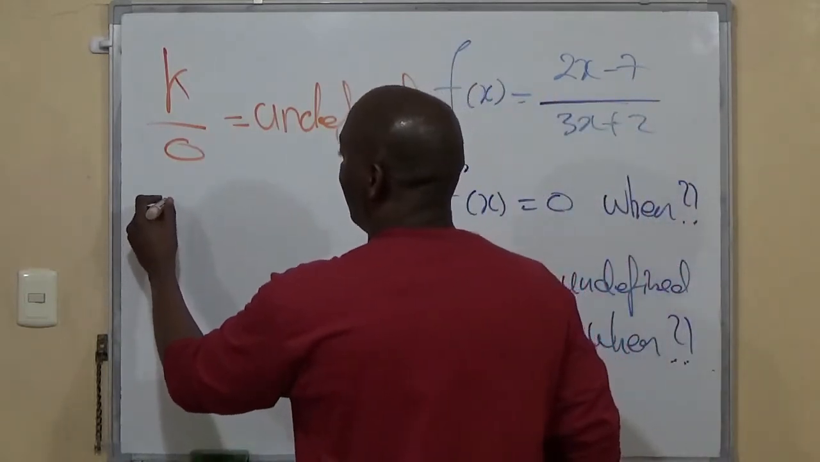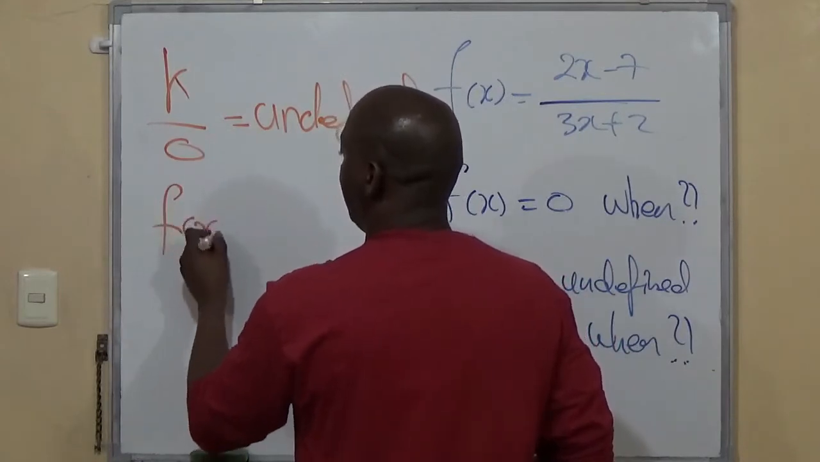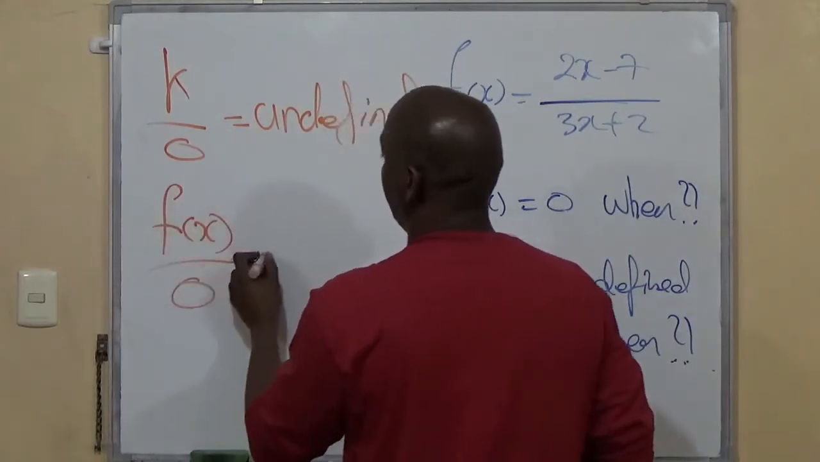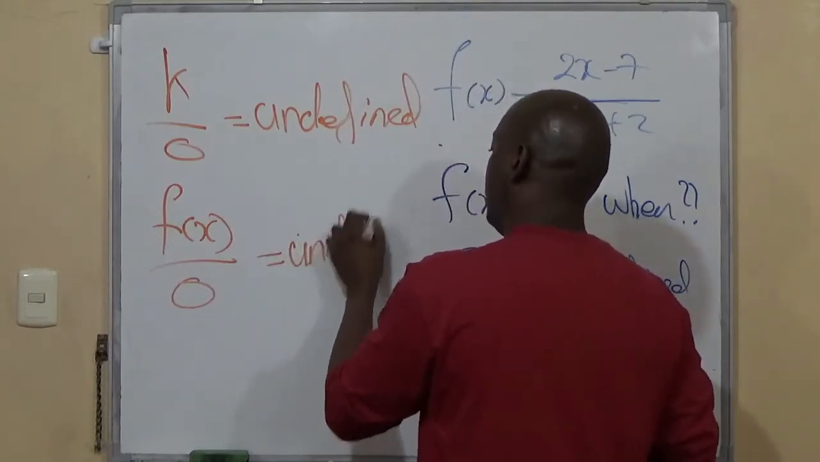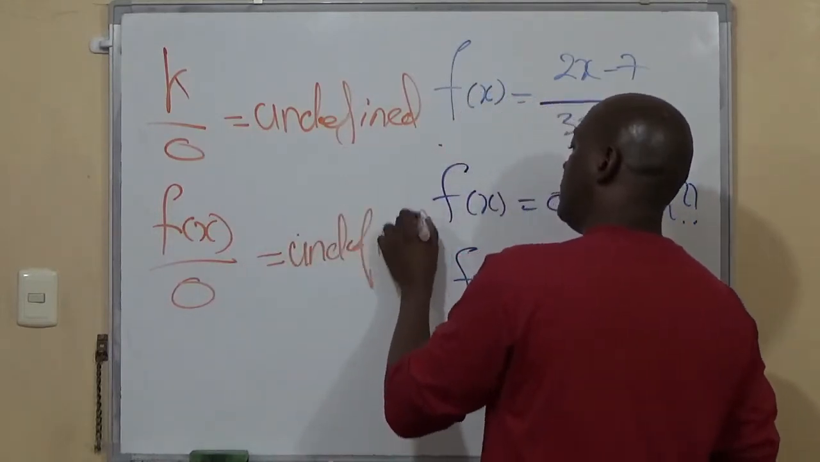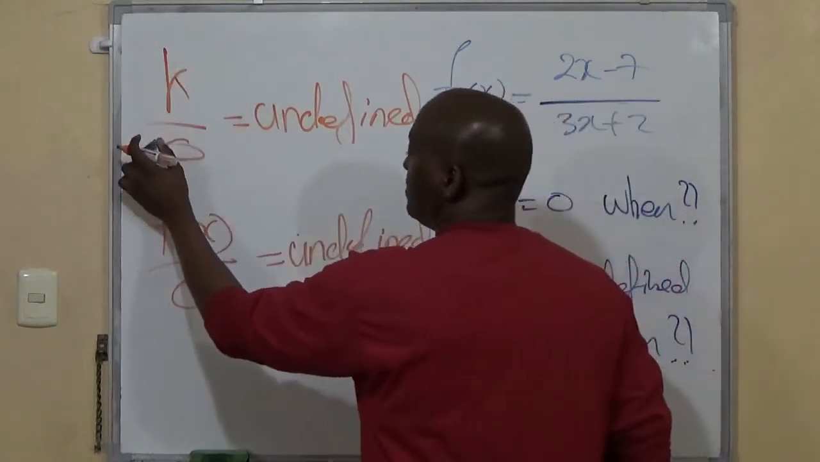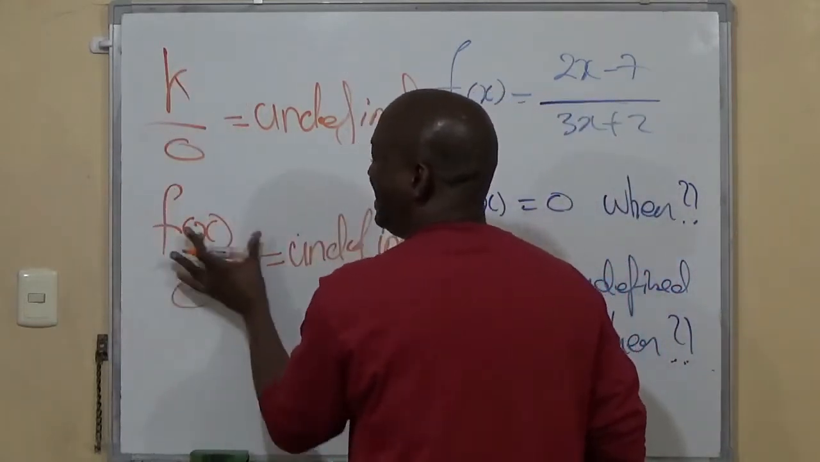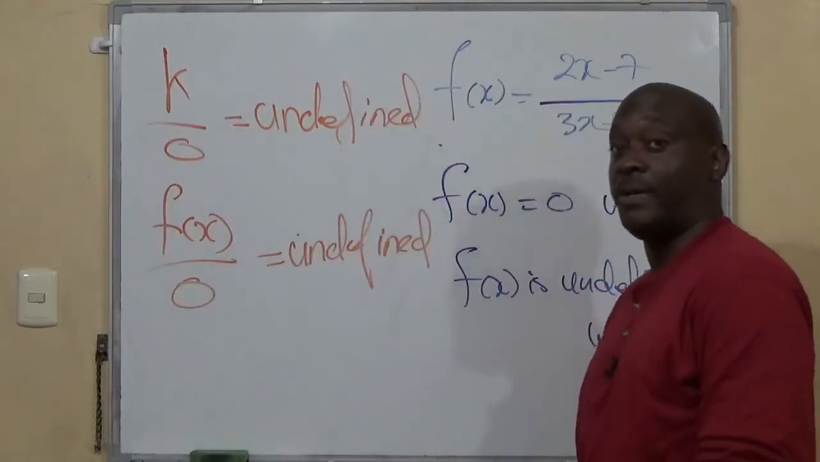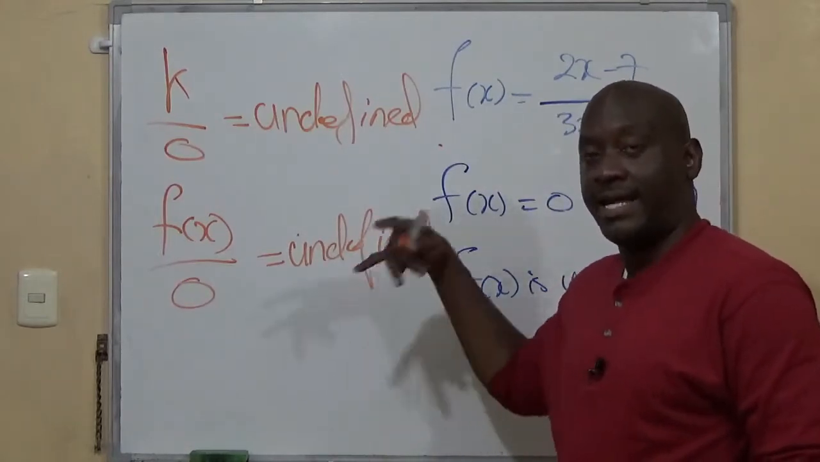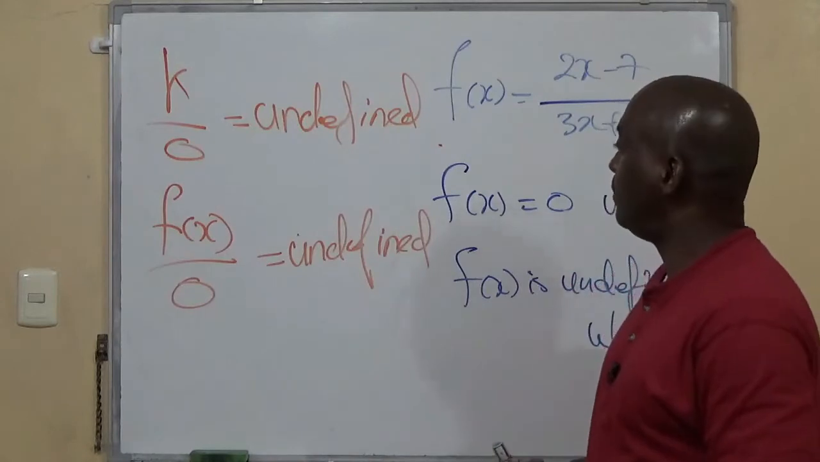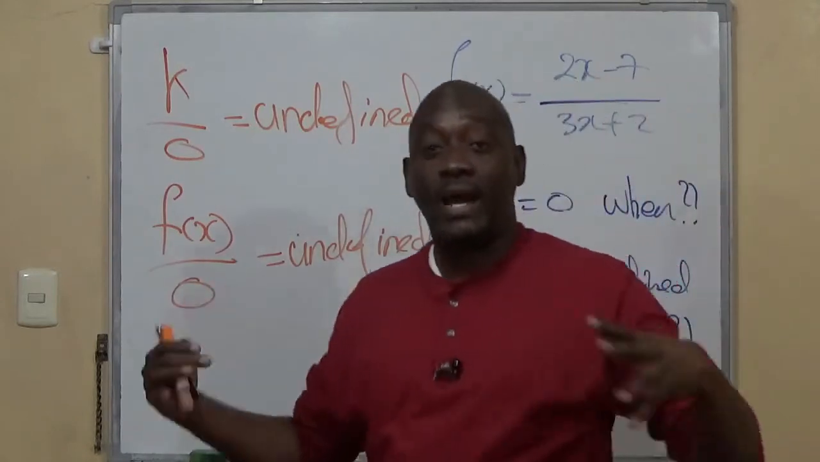And by the same token, any function divided by 0 is also undefined. So whether I have a constant divided by 0 or some other entity divided by 0, once you try to divide by 0, you'll get undefined. And if you try that on a calculator, you'll get an error on the calculator.